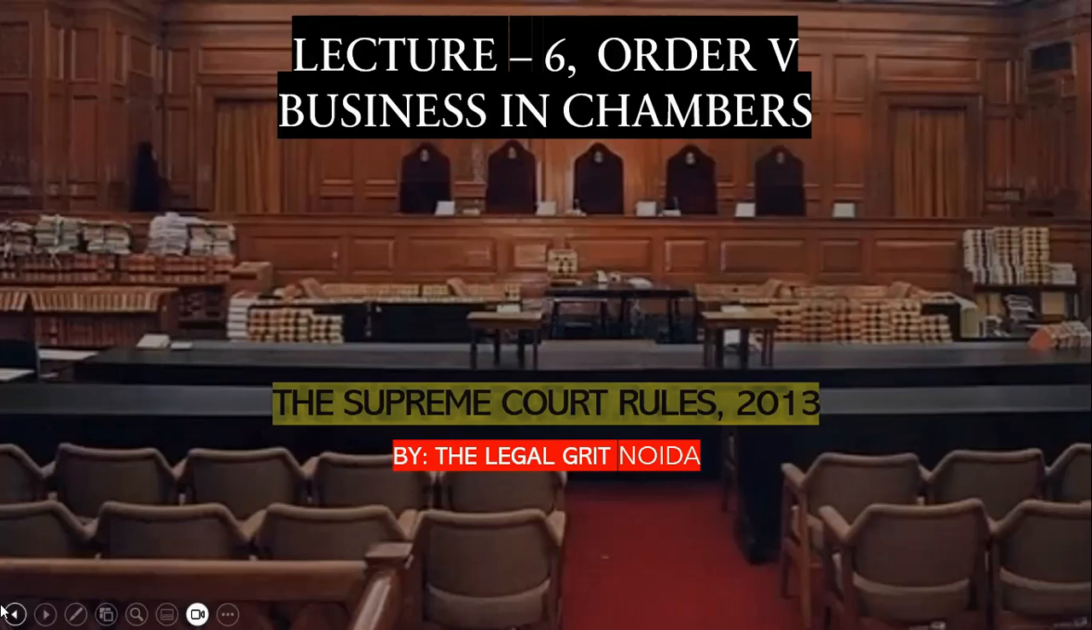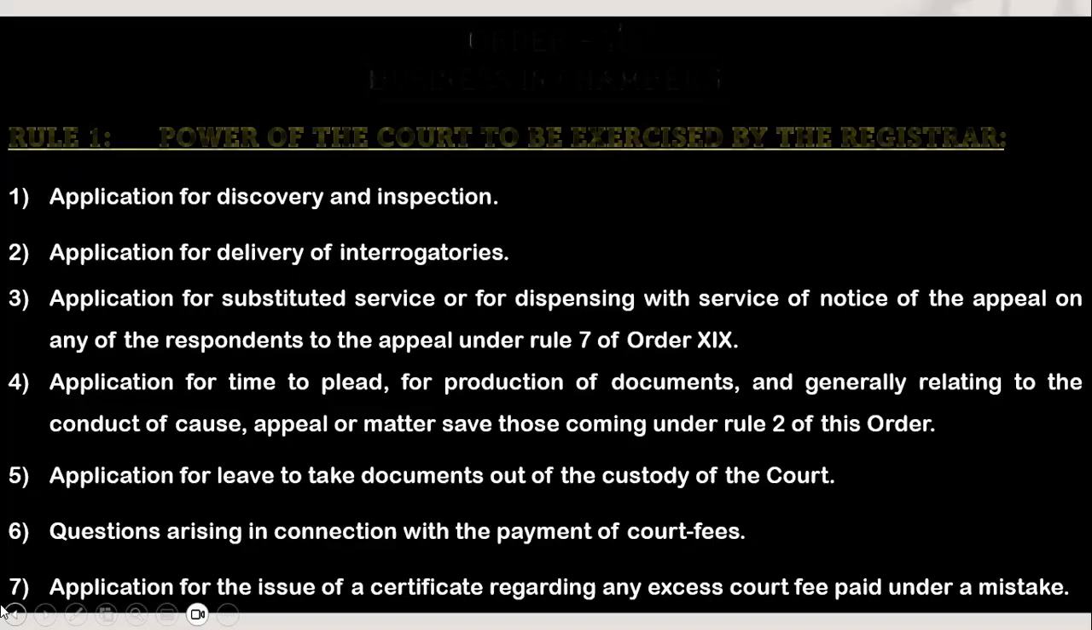Let's begin. Rule 1. Rule 1 is the power of the court, which has to be exercised by the registrar for these certain matters. The powers of the court in relation to the following matters may be exercised by the registrar, namely, application for discovery and inspection, application for delivery of interrogatories, application for substituted service or for dispensing with service of notice of the appeal on any of the respondents to the appeal under Rule 7 of Order 19.